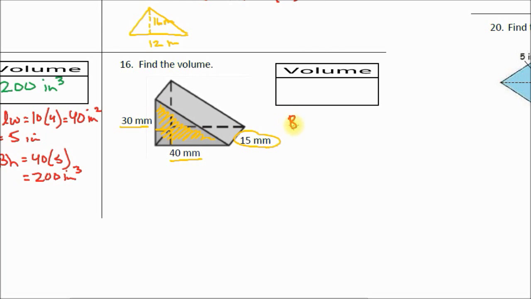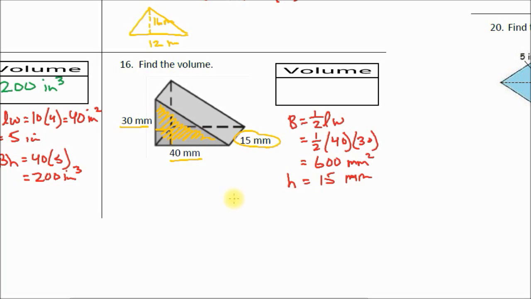All right, so we know the base of a triangular prism is 1/2 times length times width. That's 1/2 times 40 times 30, which is 600 millimeters squared. The height of this triangular prism is already circled, 15 millimeters. And now our volume.